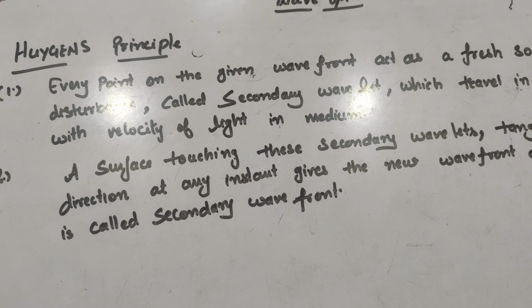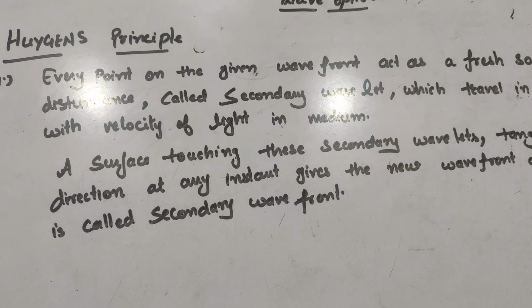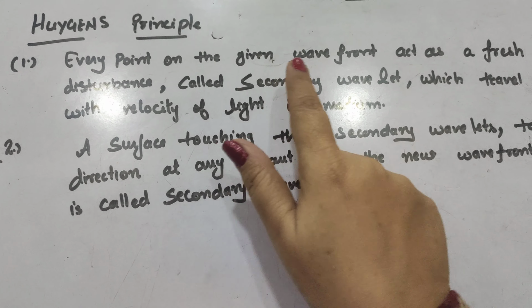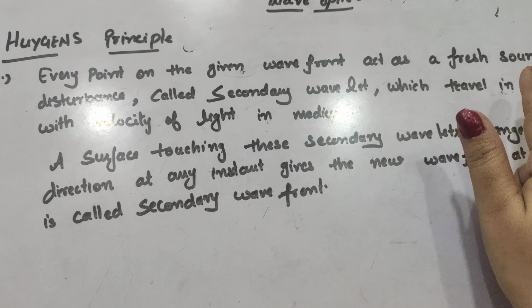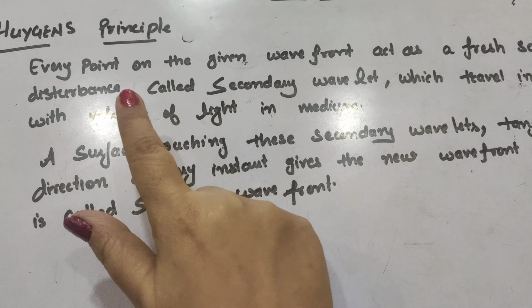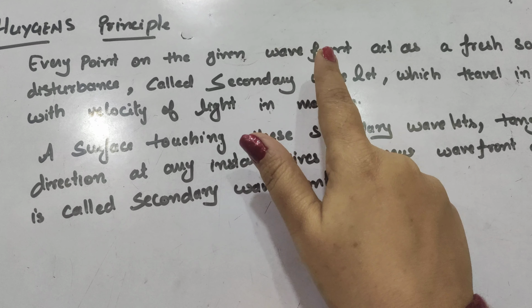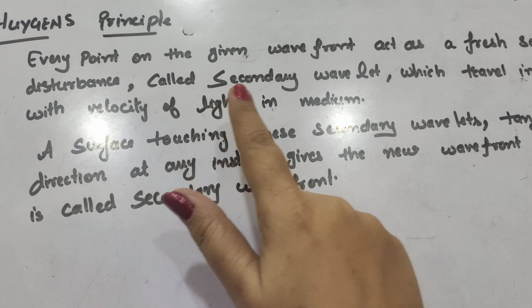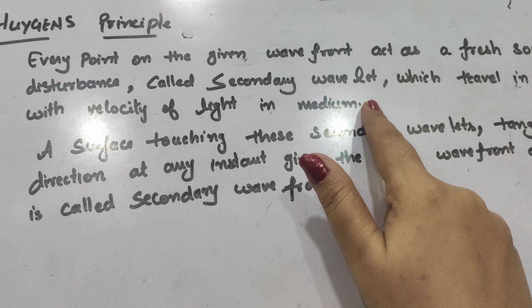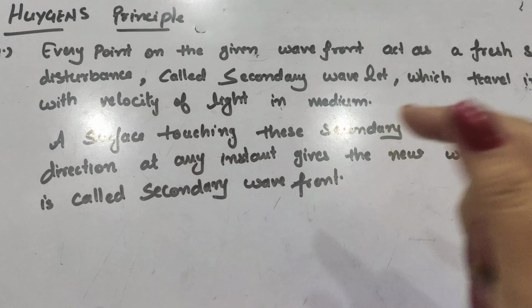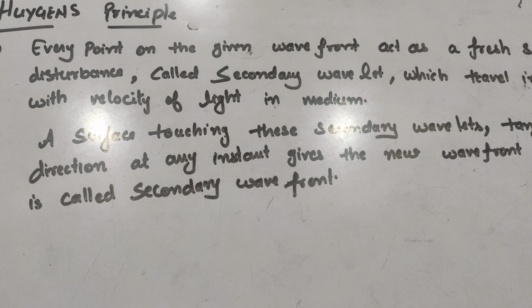Huygens principle. This is a very important topic. Let us understand about this. Every point on a given wavefront acts as a fresh source of new disturbance, called secondary wavelet, which travels in all directions with the velocity of light in the medium.